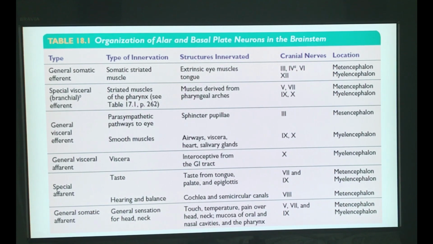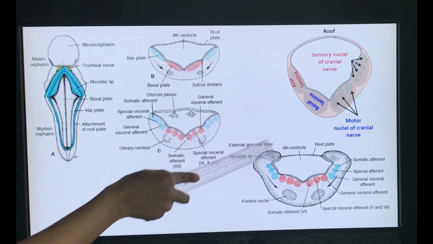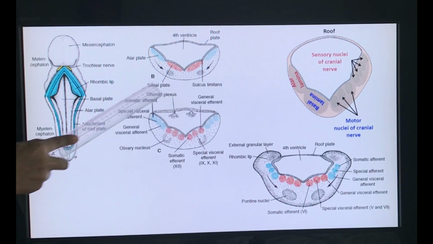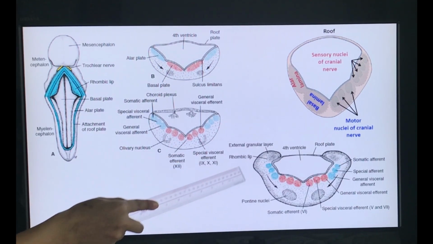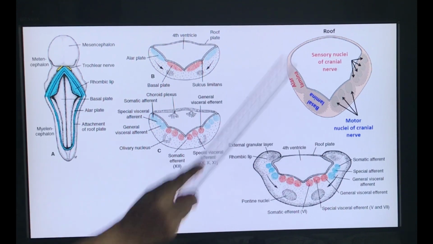So this is how the distribution of neurons in the brainstem. Here you can see this is the developing pons, and this is the developing medulla, which is from the myelencephalon. This is the developing metencephalon, that is the pons. You can see here this is the basal plate, and this is the alar plate.